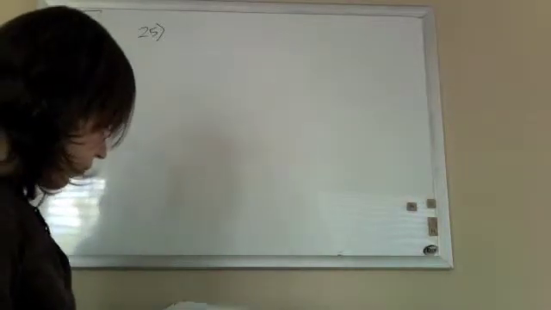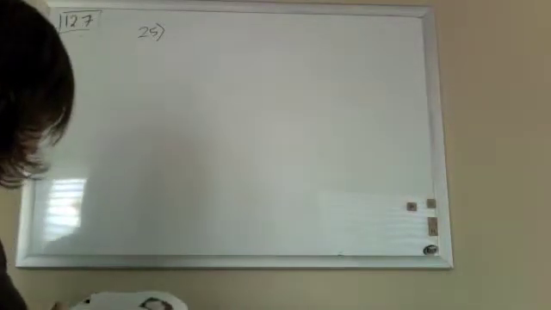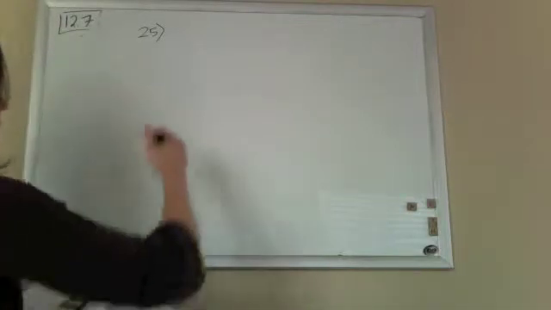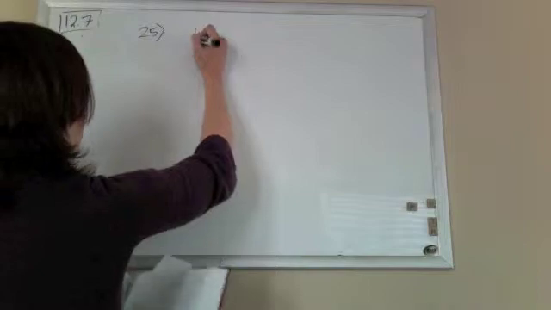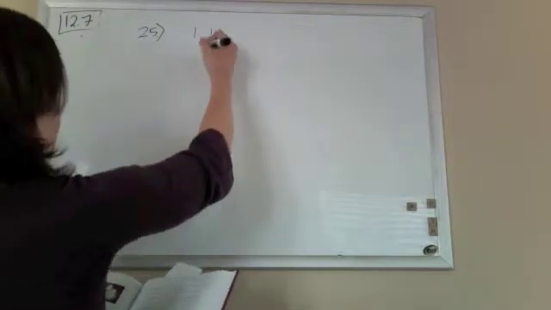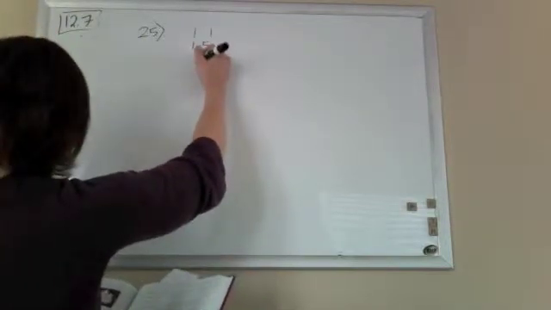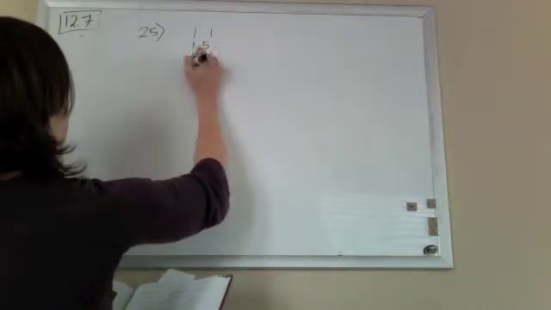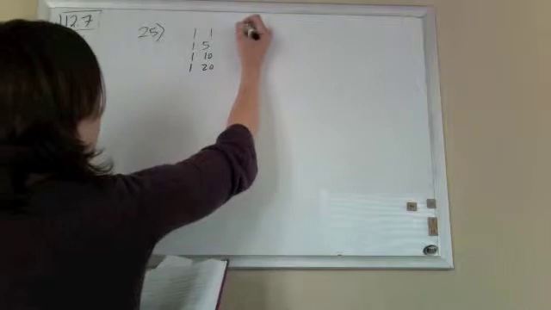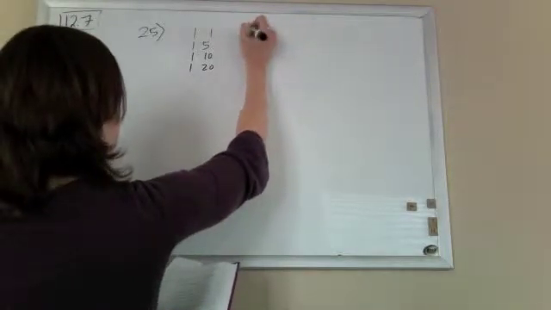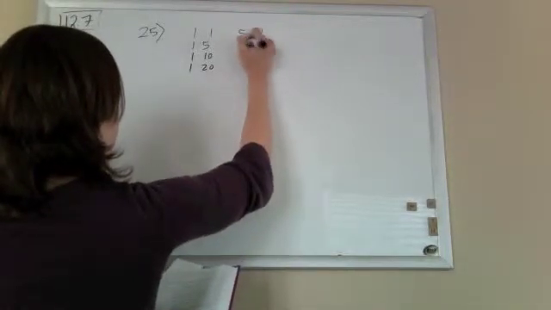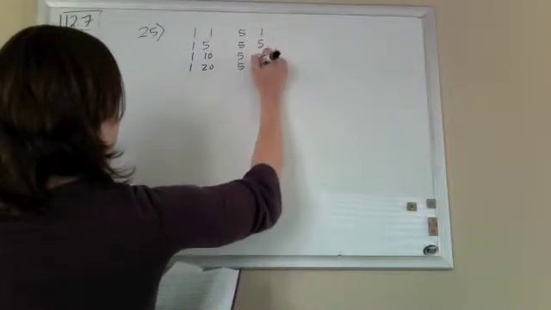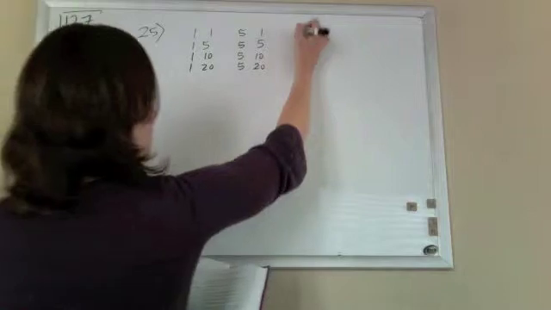So to construct our sample space, we could pull a 1 and a 1, 1 and a 5, or a 1 and a 10, or a 1 and a 20. Or we could start with the 5s. We could pull a 5 and a 1, a 5 and a 5, a 5 and a 10, or a 5 and a 20. Or we could start with a 10.